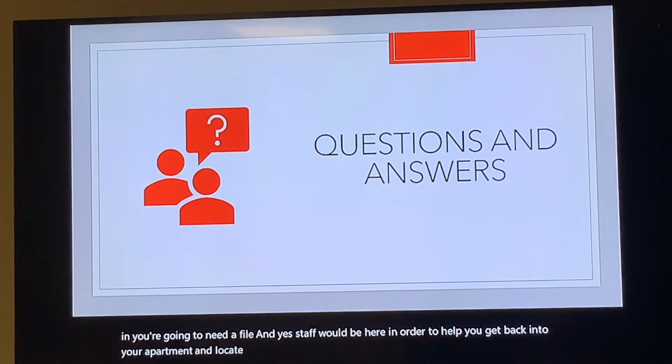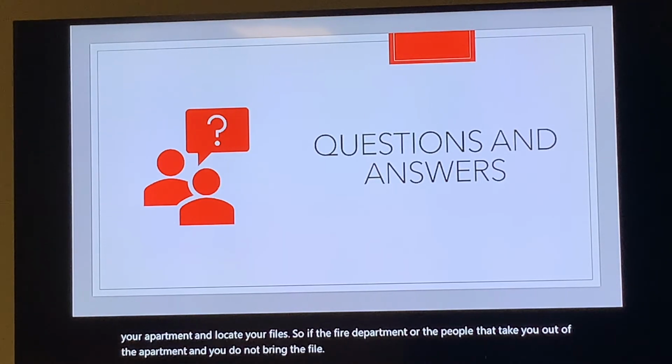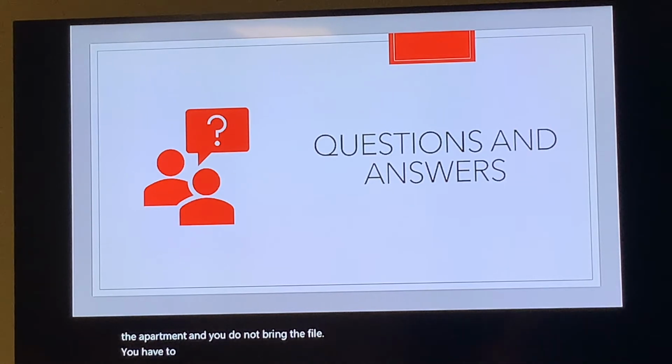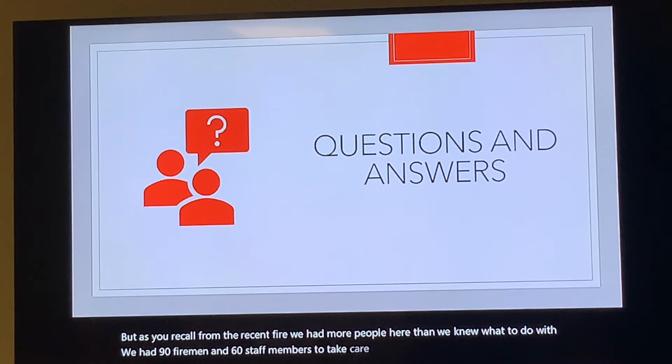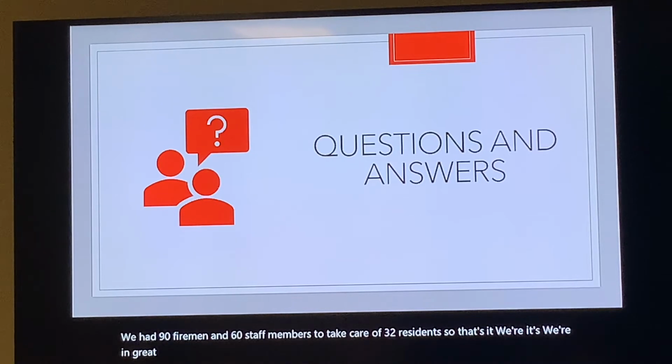So if the fire department or the people that take you out of the apartment, and you do not bring the fob, you have to get staff here to get you back into the apartment? Well, the fire department or staff. But as you recall from the recent fire, we had more people here than we knew what to do with. We had 90 firemen and 60 staff members to take care of 32 residents. So we're in great shape. Let's hope we never have a fire, but if we do, staffing is not going to be the issue.